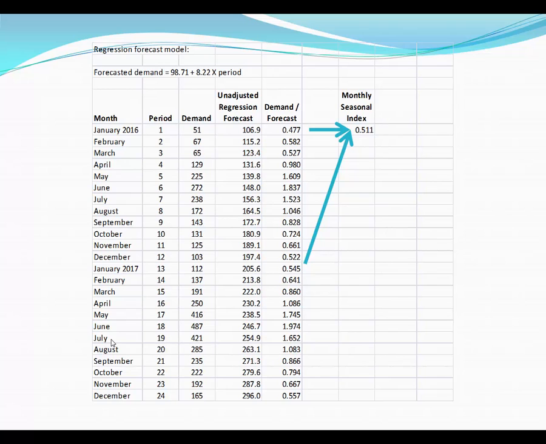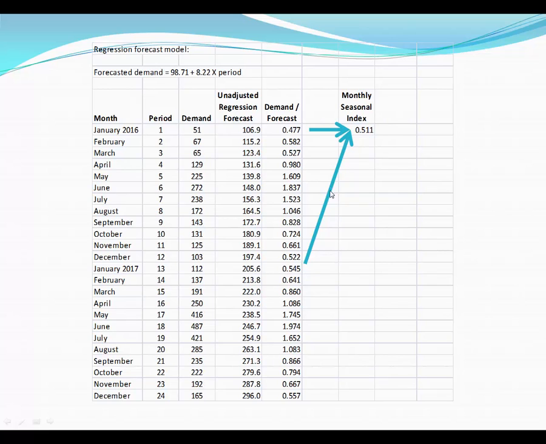So what are we going to do then? Well, we're going to develop some monthly seasonal indices to try to improve the accuracy of our forecast model. So let's start with January. In January 2016, the ratio of the demand over the forecast was 0.477. In January of 2017, a year later, that same ratio was 0.545.